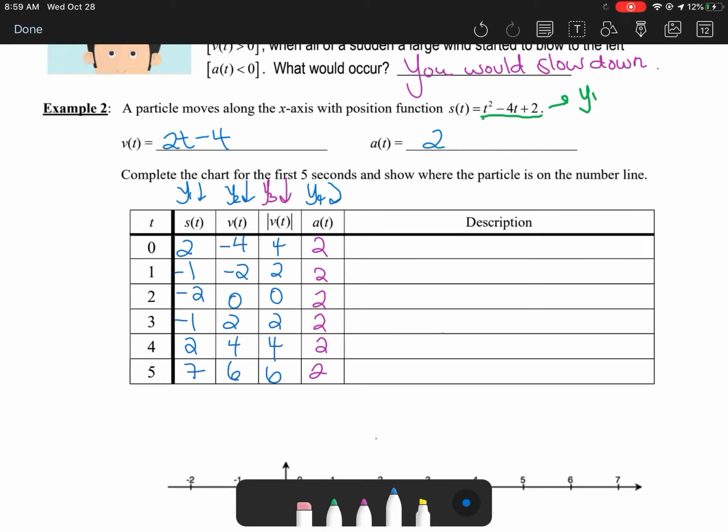Okay, so let's actually now interpret this. So the description. If I'm looking here, I notice my velocity is negative and my acceleration is positive. So what this is going to tell me is the particle moves left, okay, but then it's being pulled to the right because my acceleration is positive.